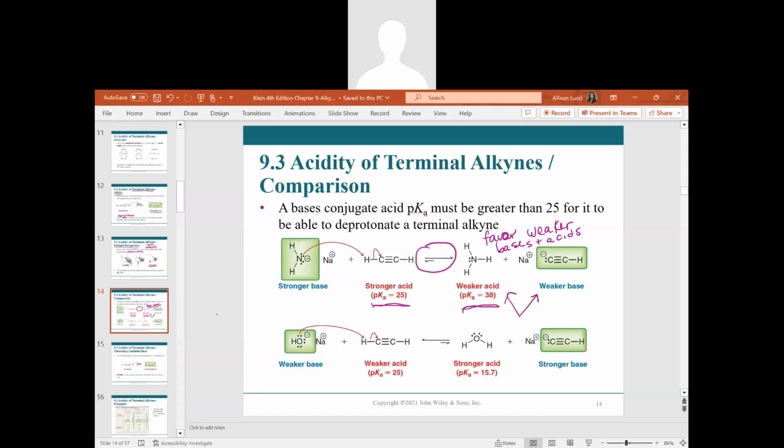In our second acid-base reaction here, we have our weaker base on this side, this hydroxide ion from sodium hydroxide, and then we have our acetylene right here. We cannot deprotonate acetylene with hydroxide because this is the stronger base over here, and now our equilibrium is in this direction. So the weaker acid and the weaker base would remain more as products. In this case, the equilibrium favors the weaker.